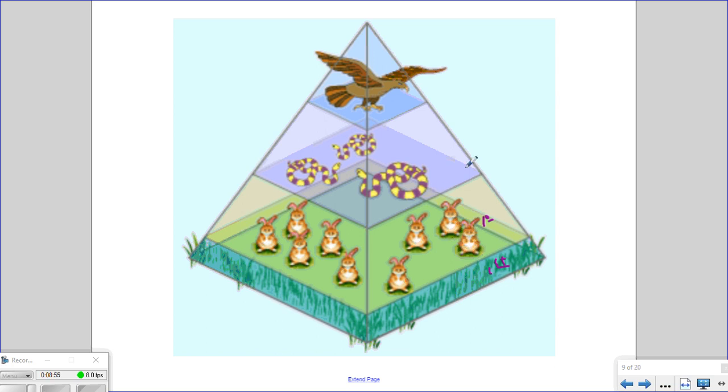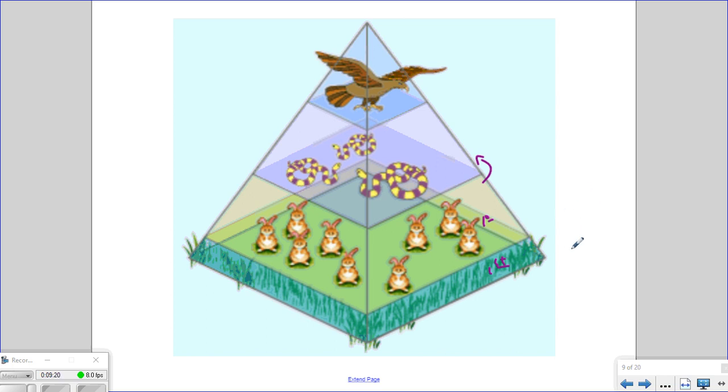And then the energy that can be transferred from that second trophic level to the third trophic level means that there are few predators for these rabbits. And then ultimately, the organisms at the top of that food chain, there aren't that many of them, so there's very little energy available to them.